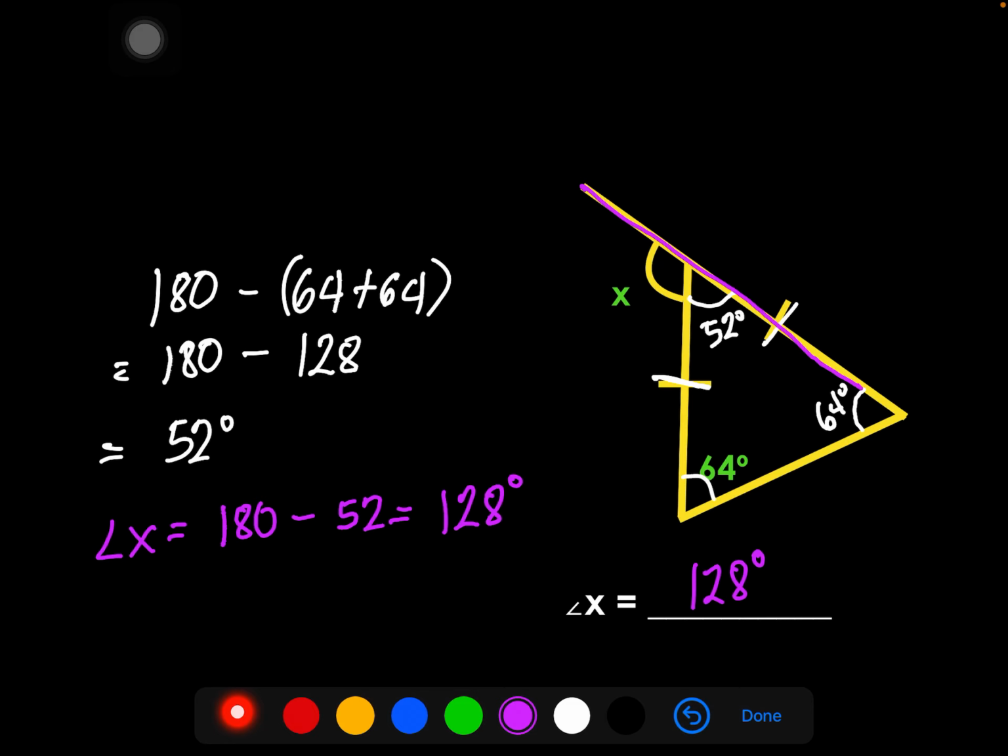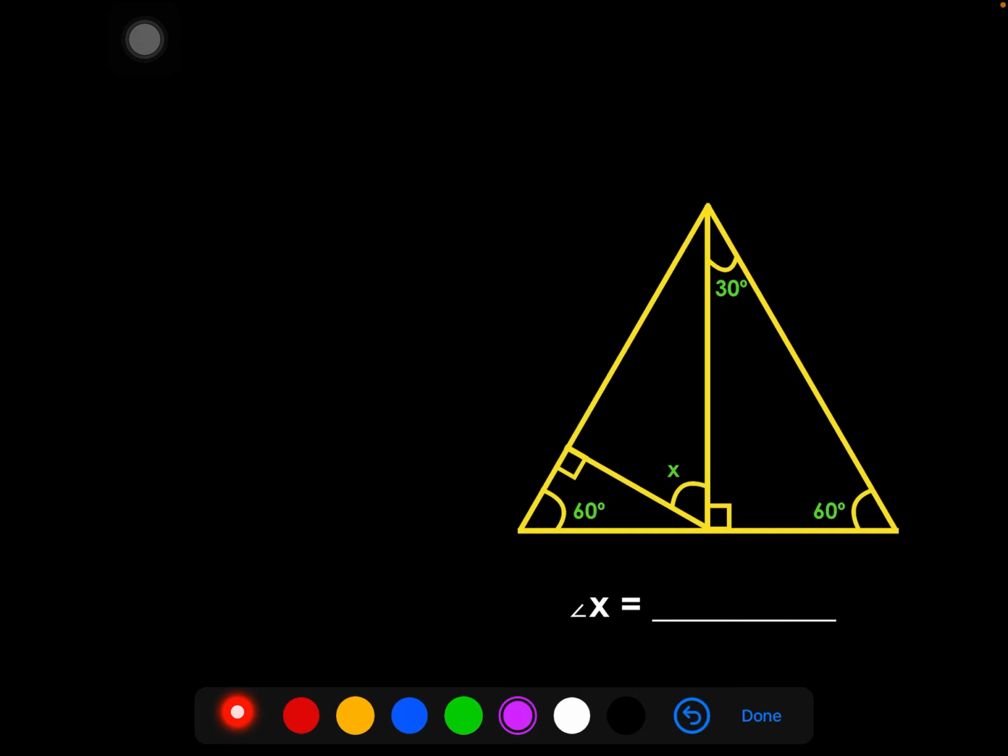Alright, let's try one more. This time, I'm still looking for angle X, and I can see that there are a lot of triangles within a triangle. But let's try to focus on finding out which angles I need to look for X. So looking at this, I can probably focus on this triangle first. Since I'm looking for X, the easiest way I can think of is to use this line right here.